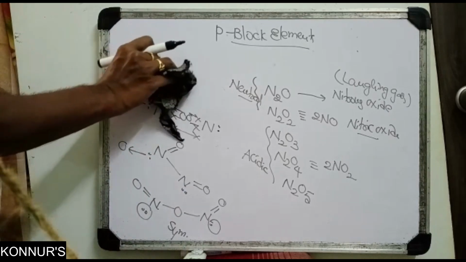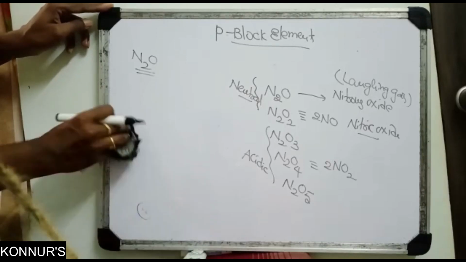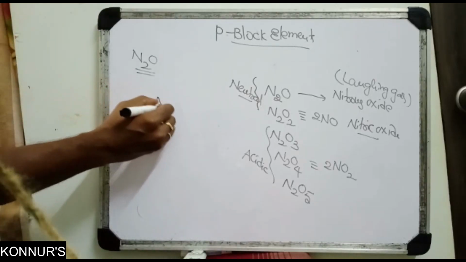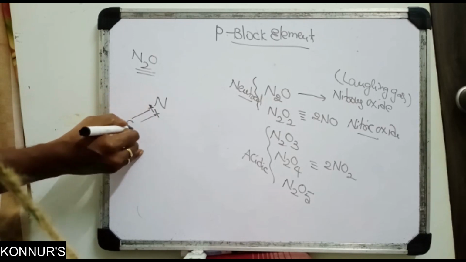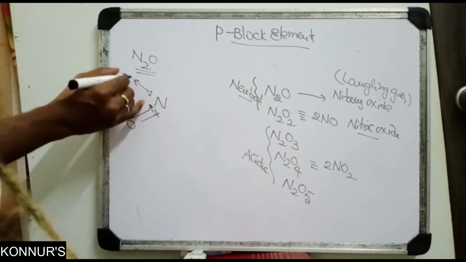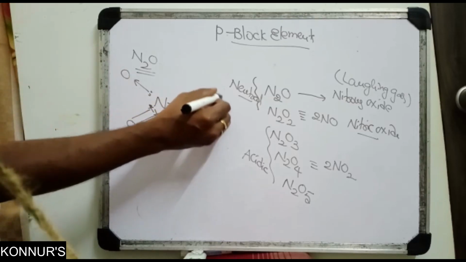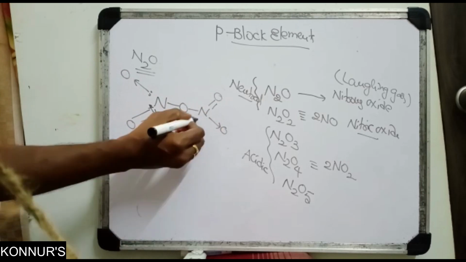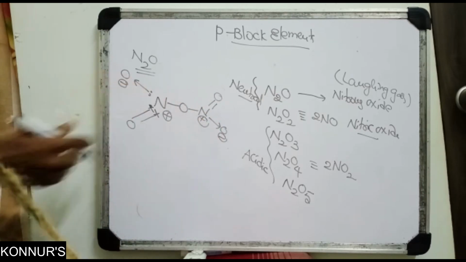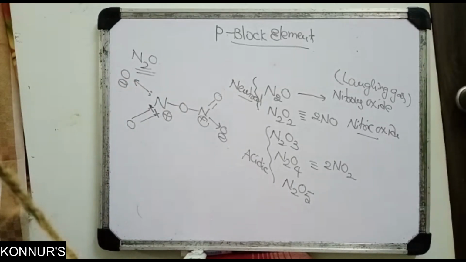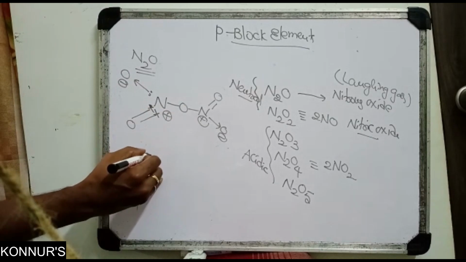Next, the N2O5 structure. Nitrogen takes 2 electrons with oxygen, and one lone pair is donated to another oxygen. Next, N double bond O, this one. So plus minus, plus minus. Two coordinate covalent bonds are present in this.